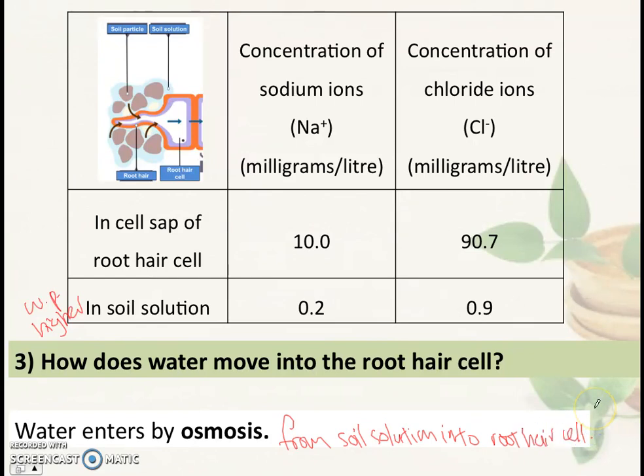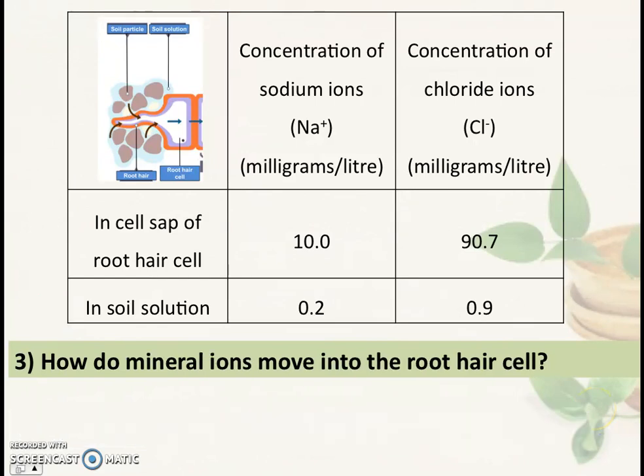So I hope this step-by-step explanation is helpful for you. So now we know that water enters the root hair cell by osmosis. So the next question is, how do mineral ions move into the root hair cell? Suppose the root hair cell wants to absorb mineral ions because the plant needs mineral ions to survive. How can the root hair cell absorb mineral ions? Look at the concentrations of ions again and come up with an answer. Pause for a while.